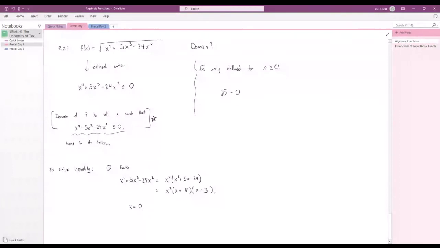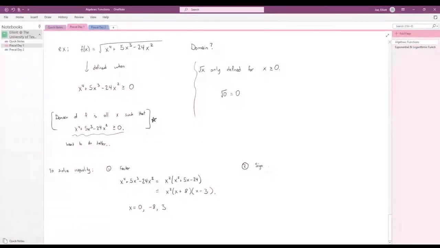Now, these are places where this expression is equal to 0. But I want to find not only where it is equal to 0, but also where it is going to be positive, because I want both greater than or equal to 0. So to figure out when this expression is going to be positive, there's a technique that we use, which is to create a sign chart. That's what I'm going to call it.